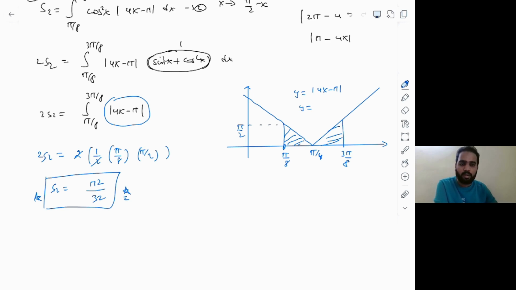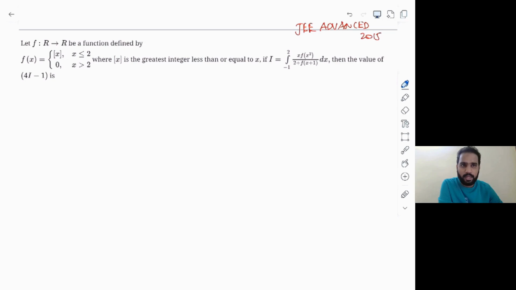Okay. So whenever possible, you take advantage of graphs while integrating. If you use splitting the integration and solving, it will take some 2 minutes extra time. So that is why try to be careful here. Okay. Let's take the next question.